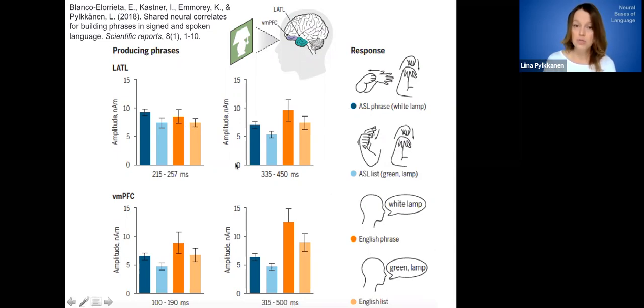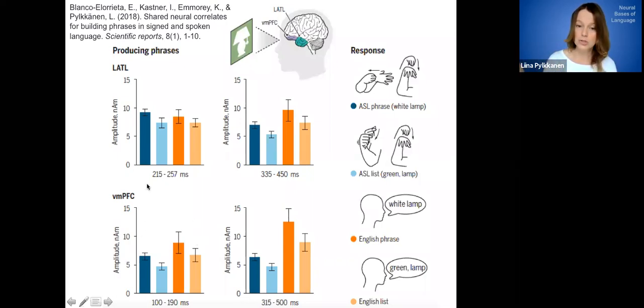So in English, we replicated our usual findings in the left anterior temporal lobe and the ventromedial prefrontal cortex. So here the phrases elicited more activity than the lists. And the effects happen in two stages. So remember, we're measuring from the onset of the picture to the onset of articulation, both in the left anterior temporal cortex. There was an earlier time window during which we saw separation, and then also a later time window. And similarly for the ventromedial prefrontal cortex.